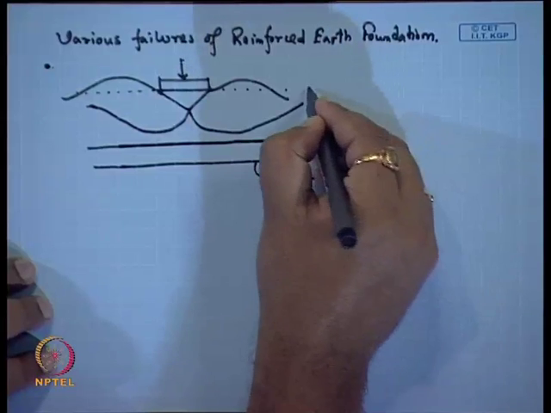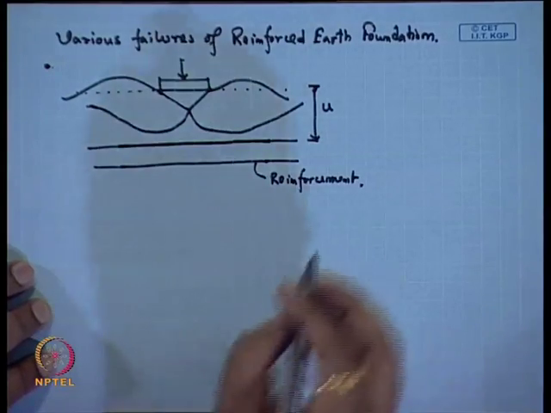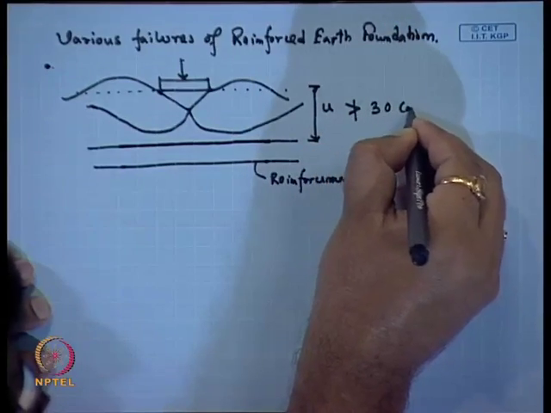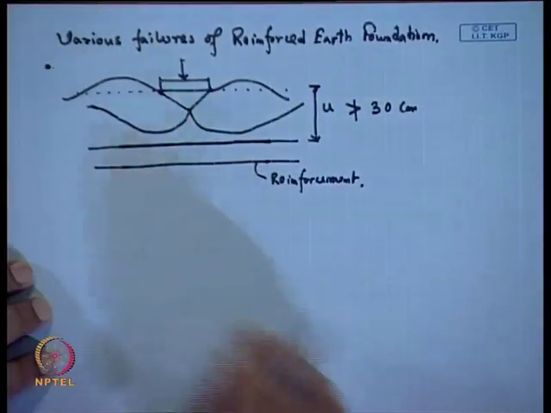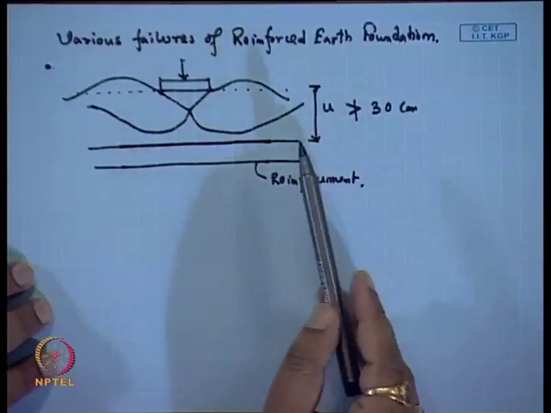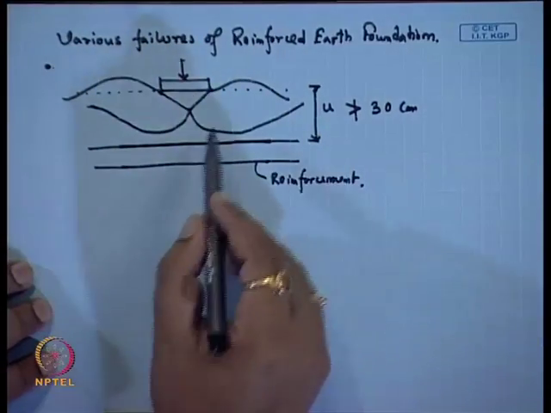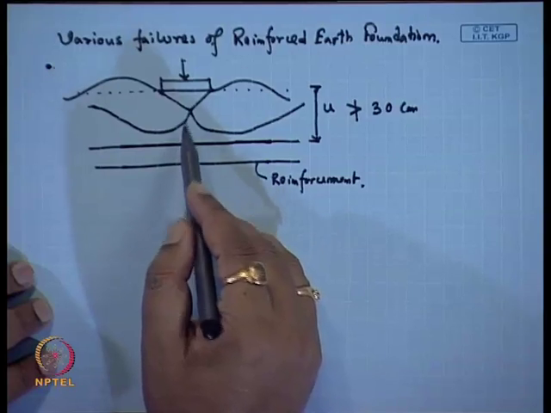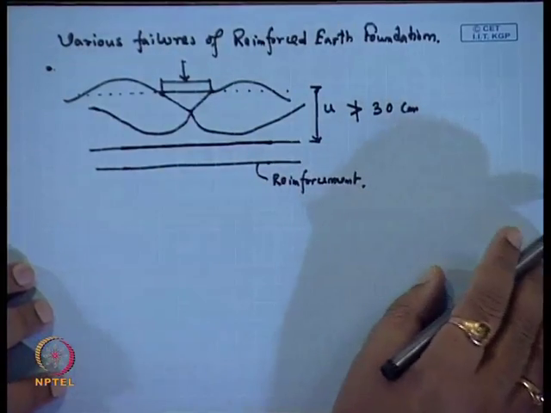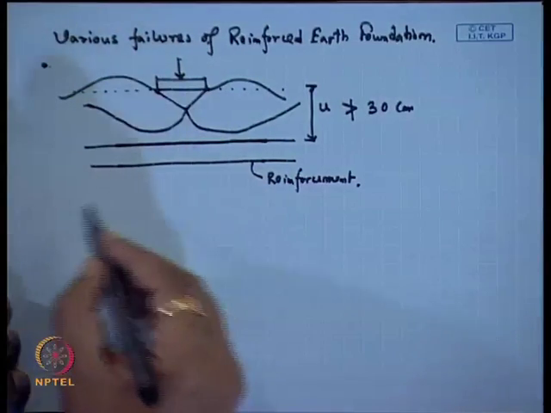That is why placing the reinforcement is very important. For the first layer, it is recommended that this U cannot be greater than 30 centimeters from the ground surface. That means within 30 centimeter depth, one reinforcement layer we have to provide to avoid this type of failure. So this is one type of failure where the reinforcement is placed far below the foundation and all the failures have occurred above this reinforcement, so the effect of reinforcement will not act or be considered in this design. That is one type of failure.